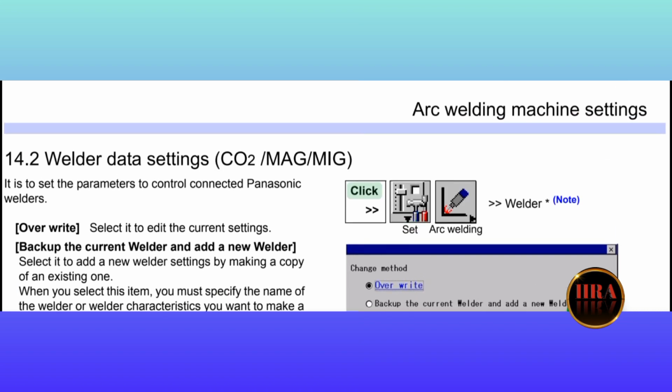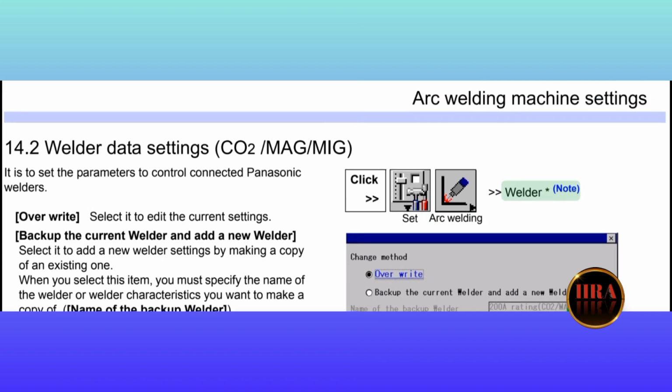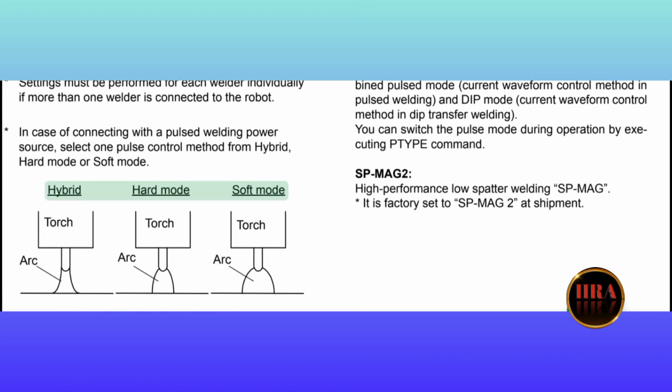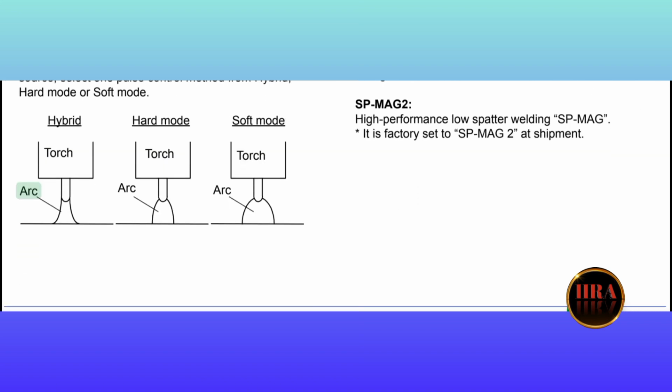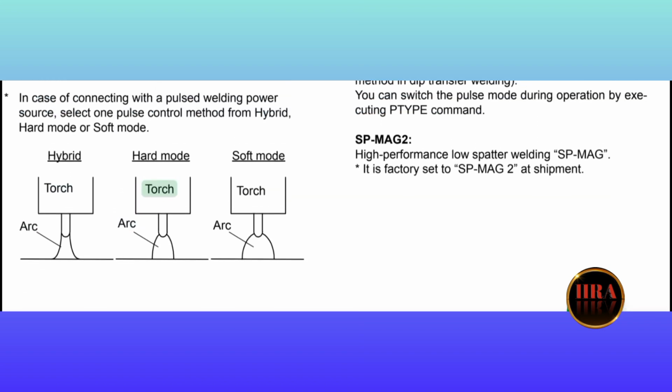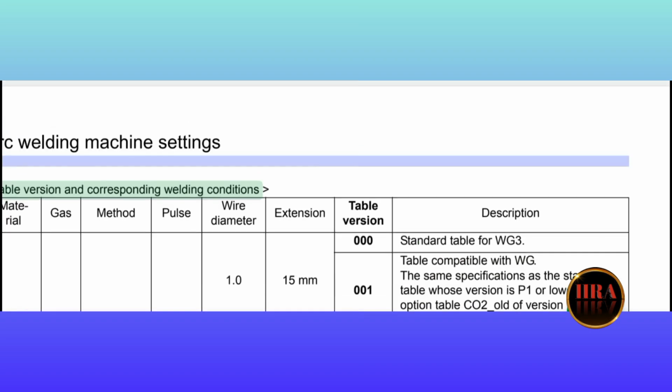Set. Click. Arc welding, Welder asterisk note. Hybrid, hard mode, soft mode. Arc welding machine settings. Table version and corresponding welding conditions.